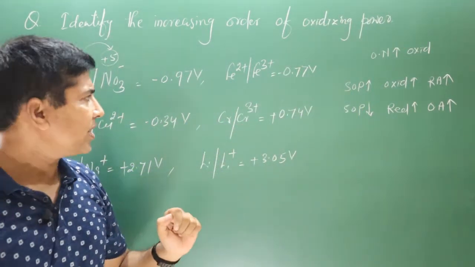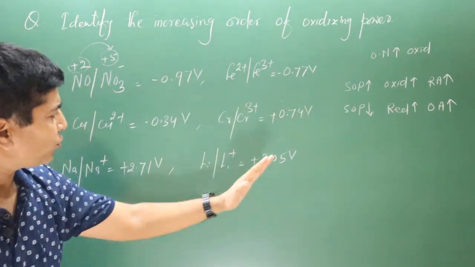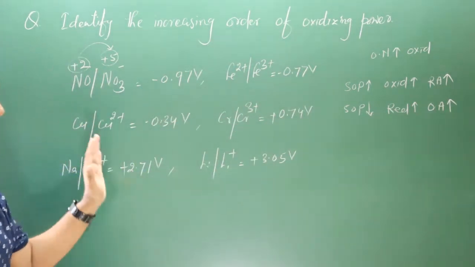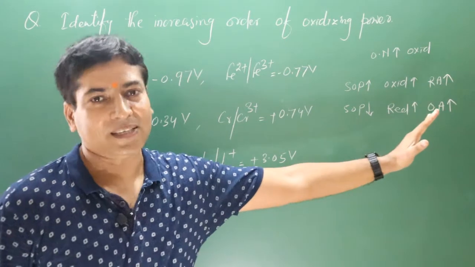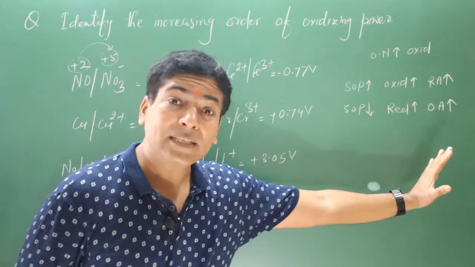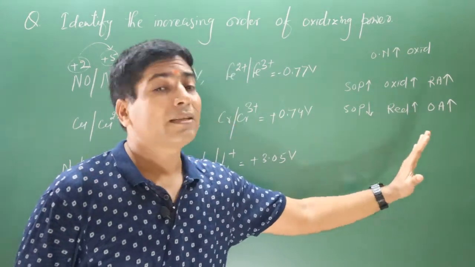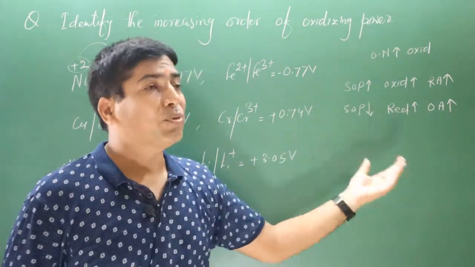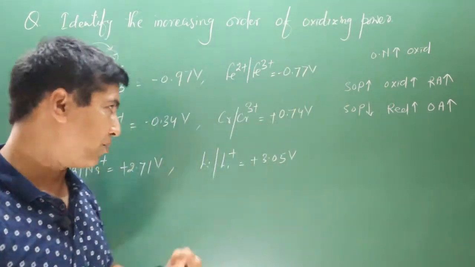So you can see we can write down these SOP values in the decreasing order, because as the SOP values are arranged in the decreasing order, the oxidizing power of these metals will be increasing. Now pay attention very carefully.